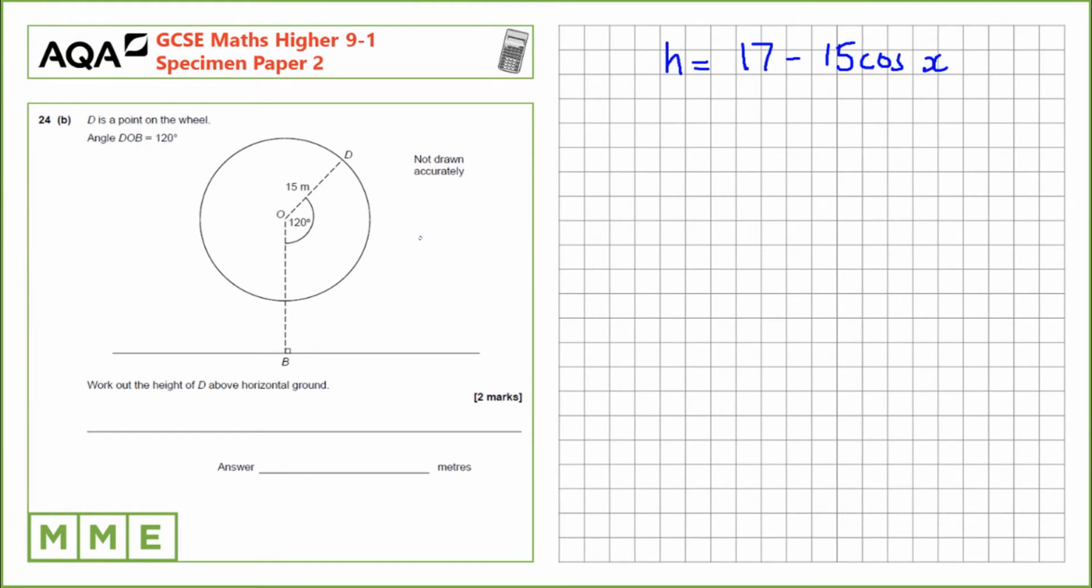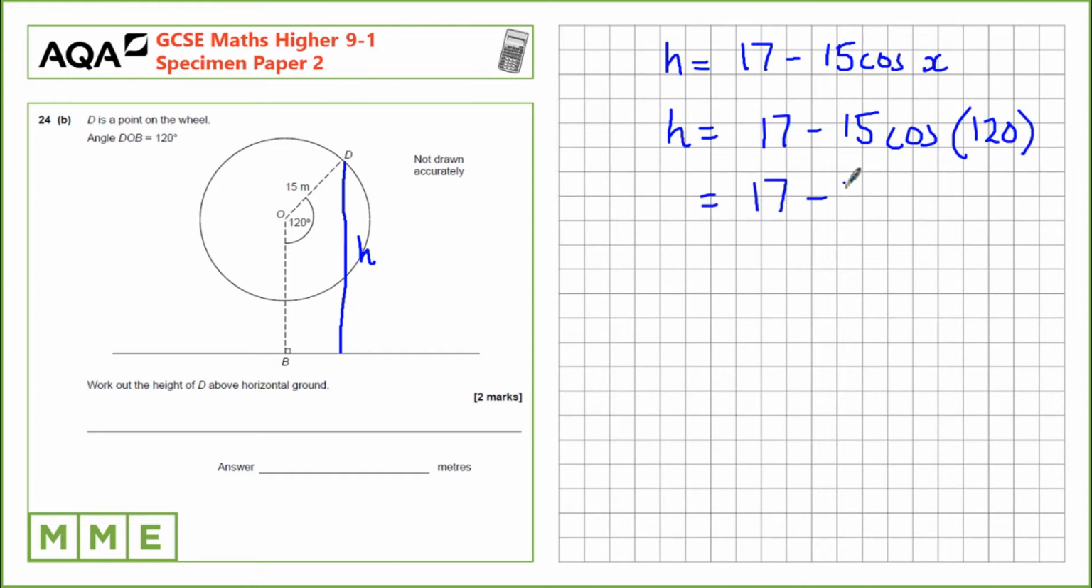Question 24b. D is a point on the wheel and the angle DOB is 120 degrees. Work out the height of D above horizontal ground. In the first part of the question, we said that this height was h, which we figured out an expression for, which is 17 minus 15 cos x. To find out the height of h, we need to substitute x, the angle, 120 degrees. So we'll say h is 17 minus 15 cos of 120.